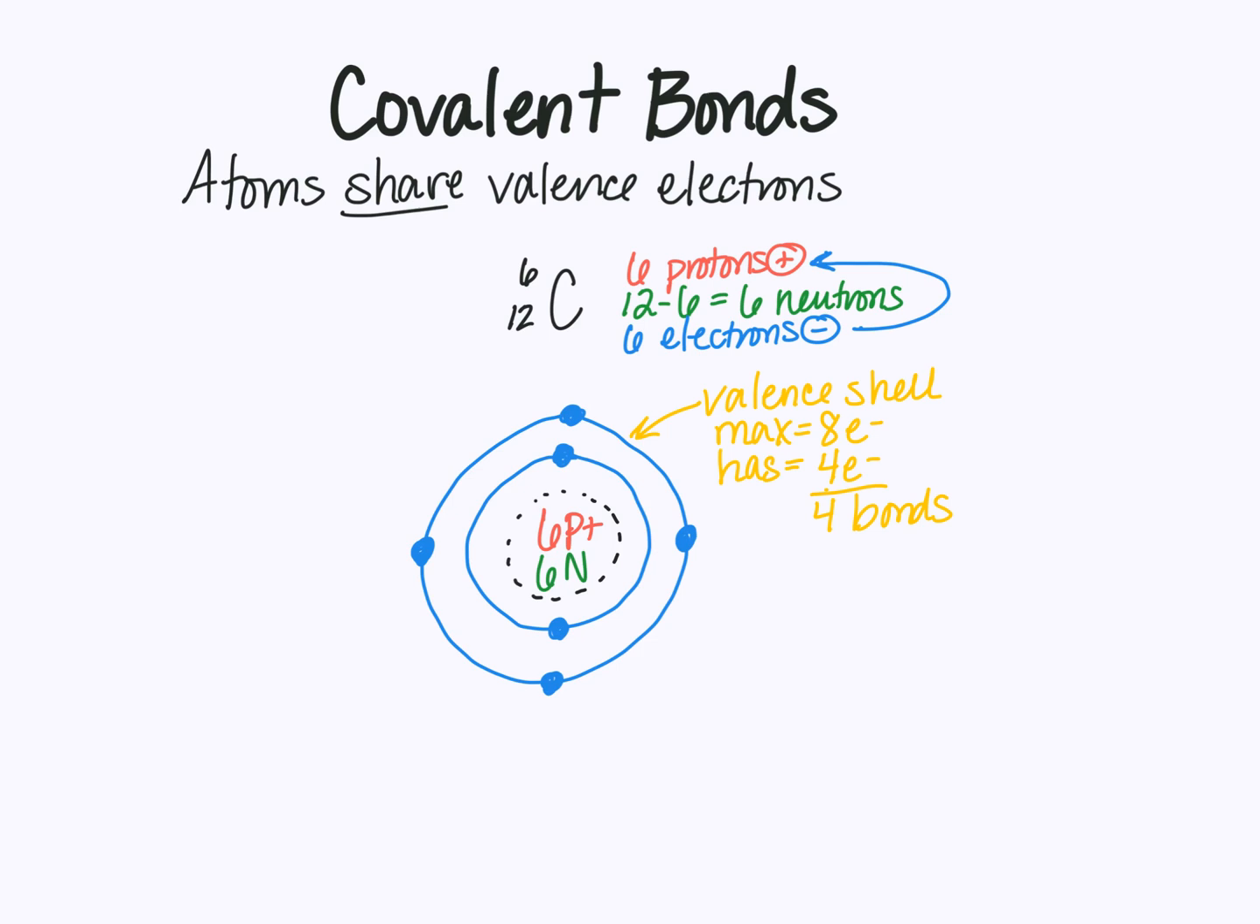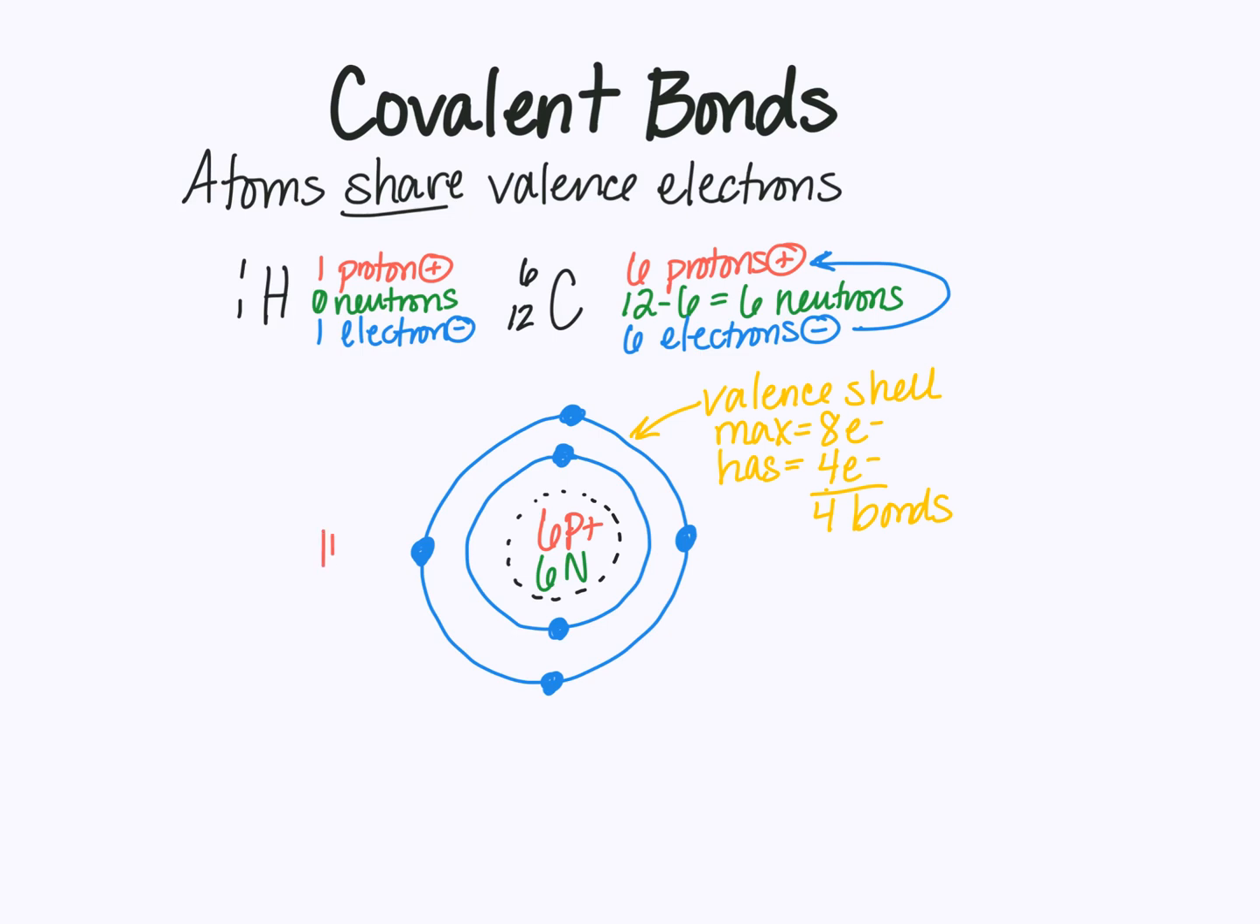So let's take a look at hydrogen. Carbon and hydrogen bond together a lot, so you oftentimes see carbon bonded to hydrogen. With hydrogen, we have 1 proton. We have 0 neutrons because 1 minus 1 gives us 0. And we have 1 electron. So we can draw our hydrogen atom down here.